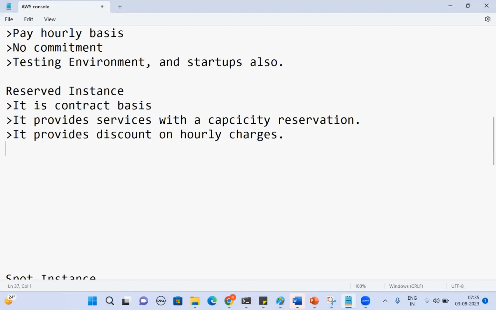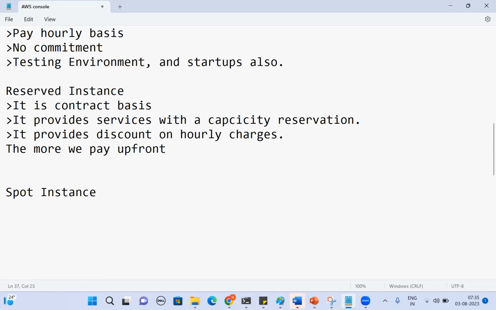Suppose on a platform you are using more hours, then they will give some discount on that as per the requirement. And here, the more we pay upfront, the more you will use it.